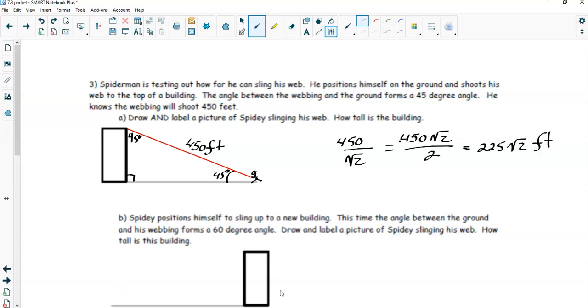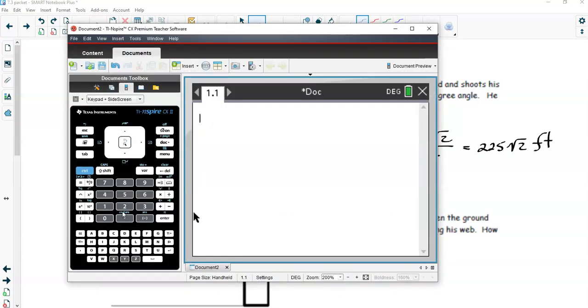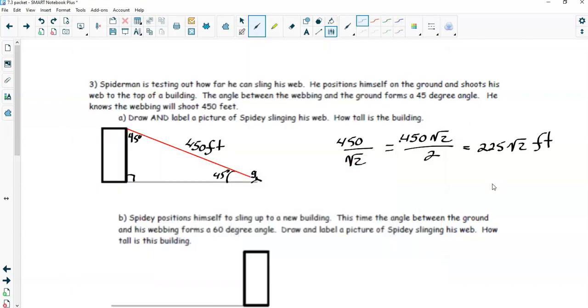If you want to put that on the calculator, here we go. 225 times the square root of 2 is approximately 318.2 feet. That's how tall the building is. All right, let's see. B.